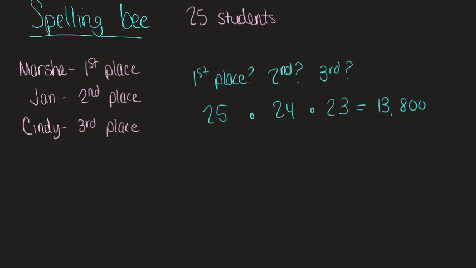Now let's go back to this. What's the probability that it will be exactly those girls? There's only 1 out of 13,800 possibilities. Marcia would be first, Jan would be second, and Cindy would be third.